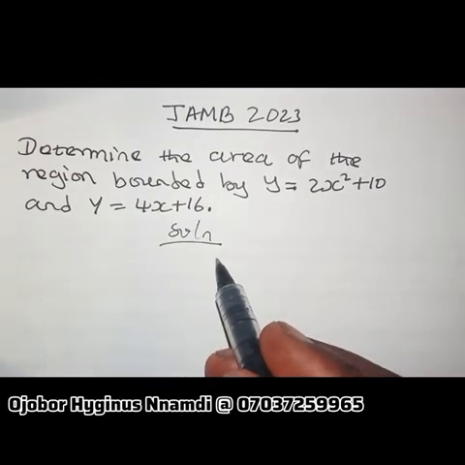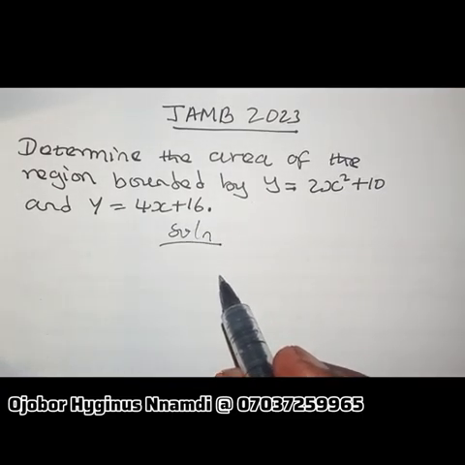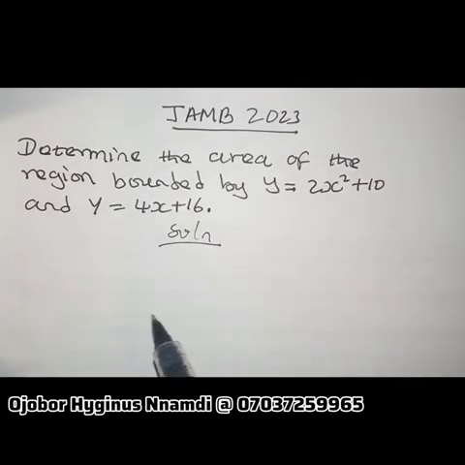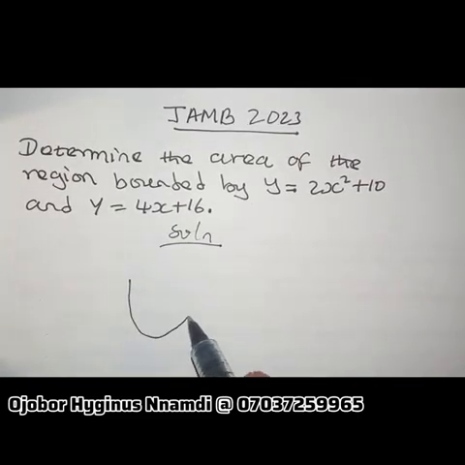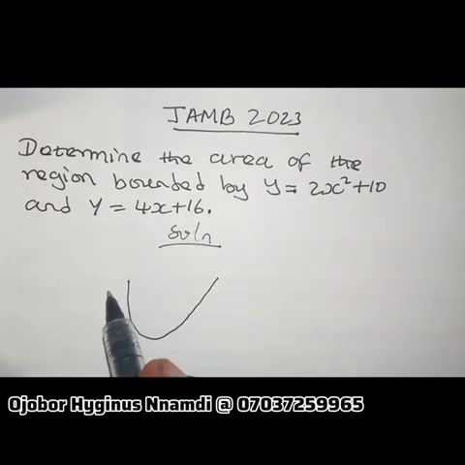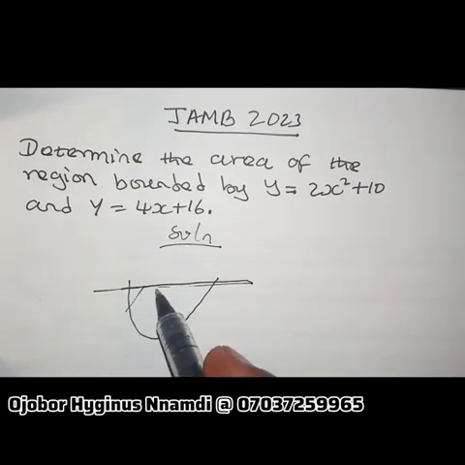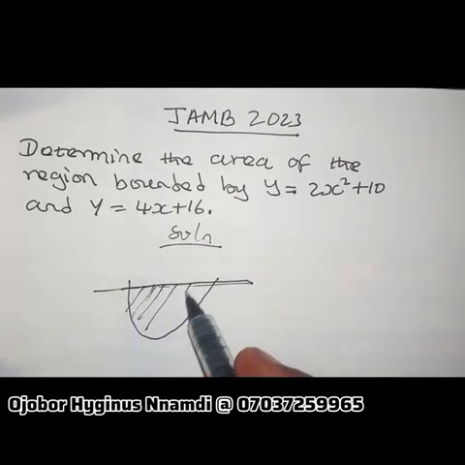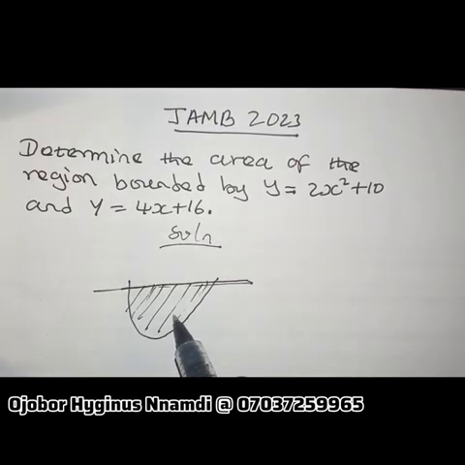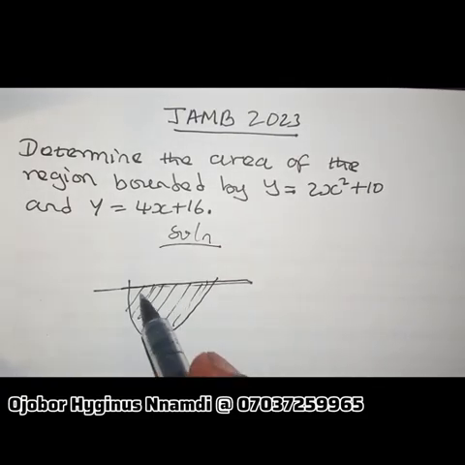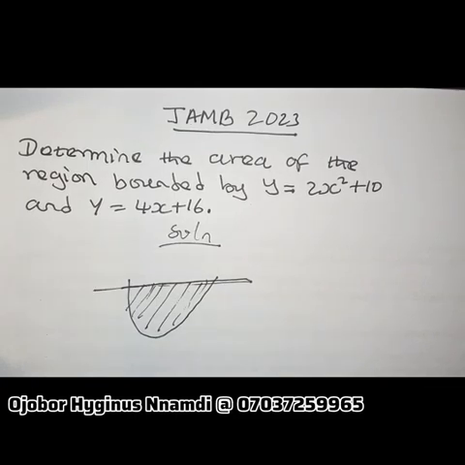So for these two equations to bound a region, the quadratic, of course, we know is going to form a curve, while the linear is going to form a line. And when they meet, they cover an area. So what we are looking for is the area of this region bounded by the curve and the line. And how do we do that?